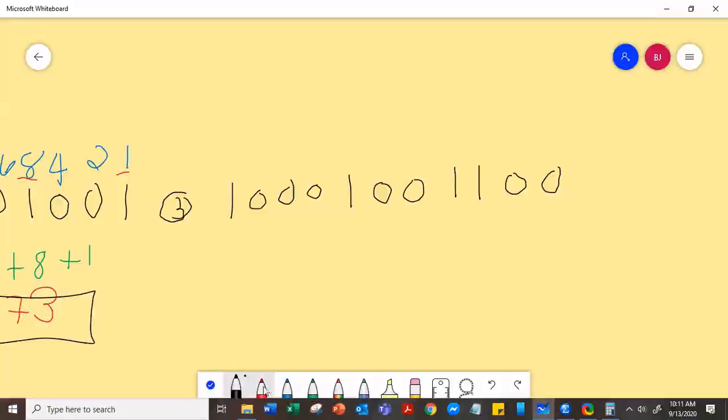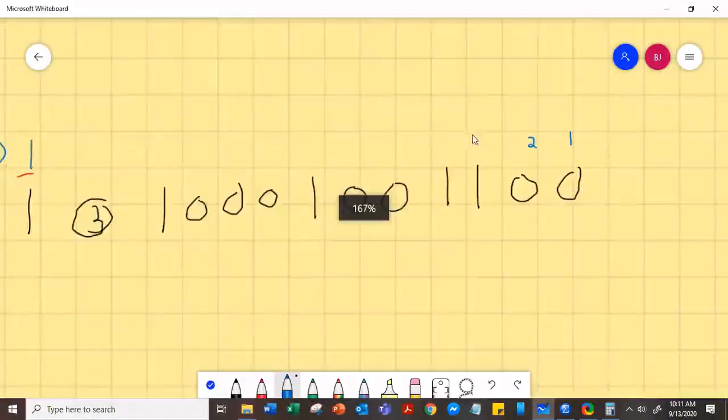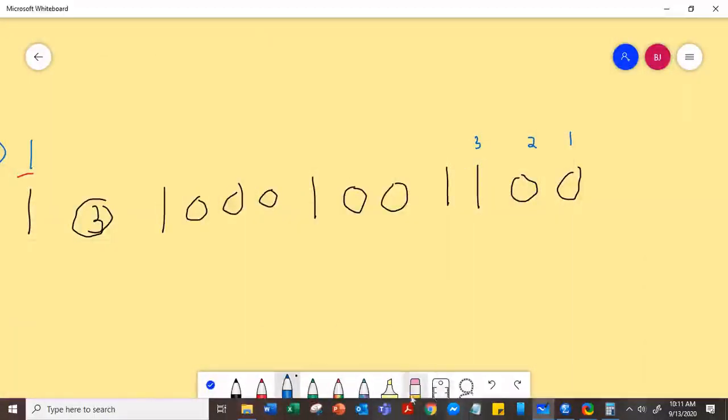So let's just put the powers of 2 at the top. 1, 2, 3. Oh, no. Stupid mistake. 4, 8, 16, 32, 64, 128, 256, 512, and 1024. So we have 1024, 64, 8, and 4. Let's add them all up.